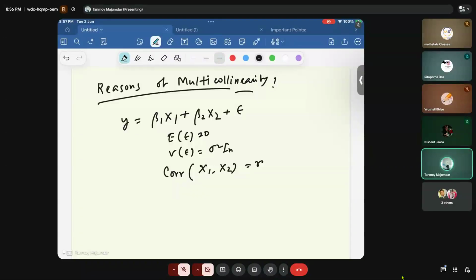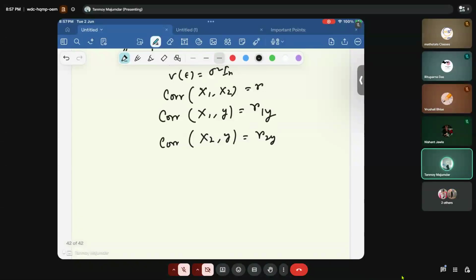So there exists a correlation between x1 and x2, maybe it may be 0. We are not going into that right now, we are just looking at the overall setup. And also the correlation coefficient between x1 and y, suppose that is r1y, and the correlation between x2 and y, that is r2y.